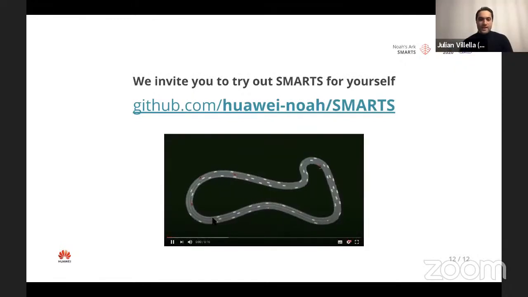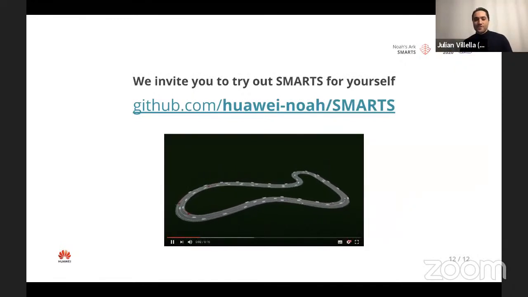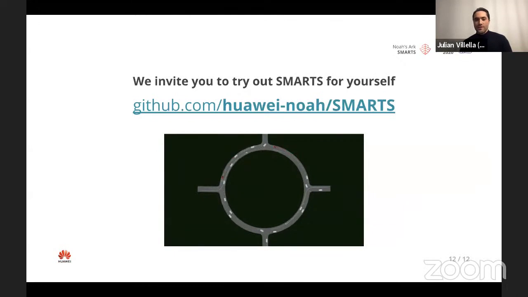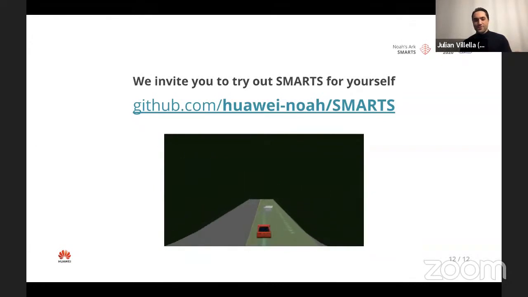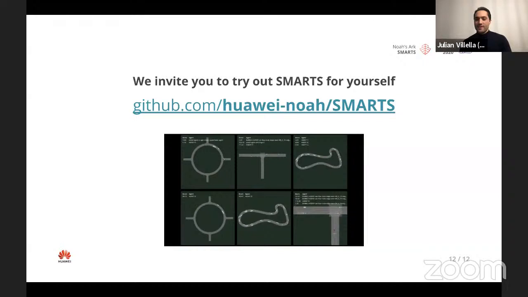Okay, thanks very much. And we're very proud and excited to share that Smarts has recently been open sourced. It's a multi-year effort to put this industrial grade simulation platform together. And we encourage and invite you all to take a look and see what Smarts offers for itself. Thank you very much.